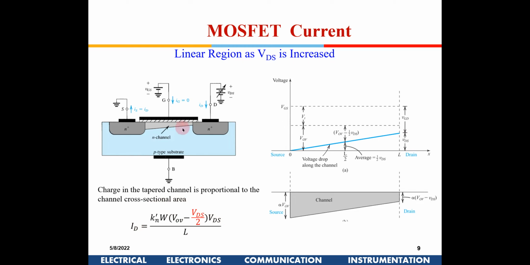Again, this is considered to be in the linear region. So the condition for the linear region is again VDS is less than V overdrive. VDS is less than V overdrive. So that is the condition for linear region operation. So this is the equation now. If it is in the linear region, we need to use this equation out here, right?